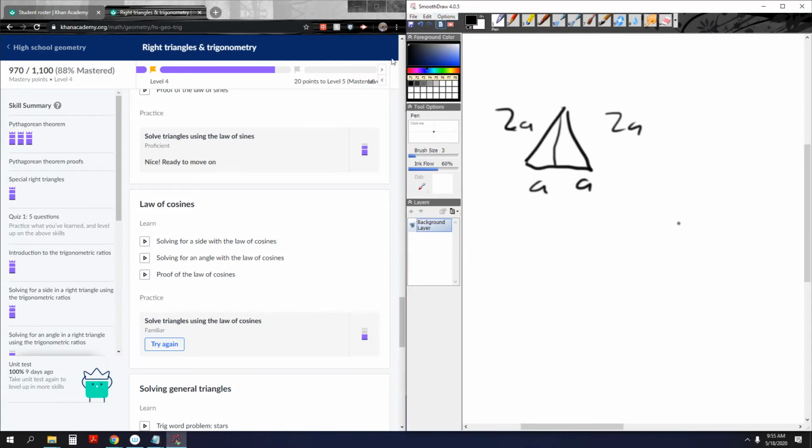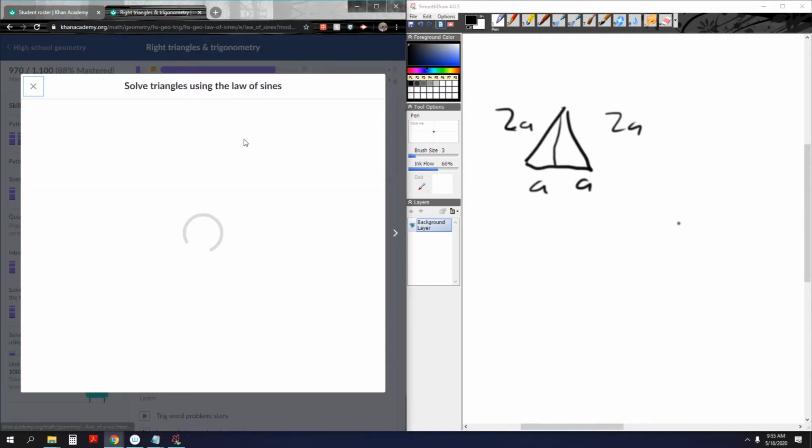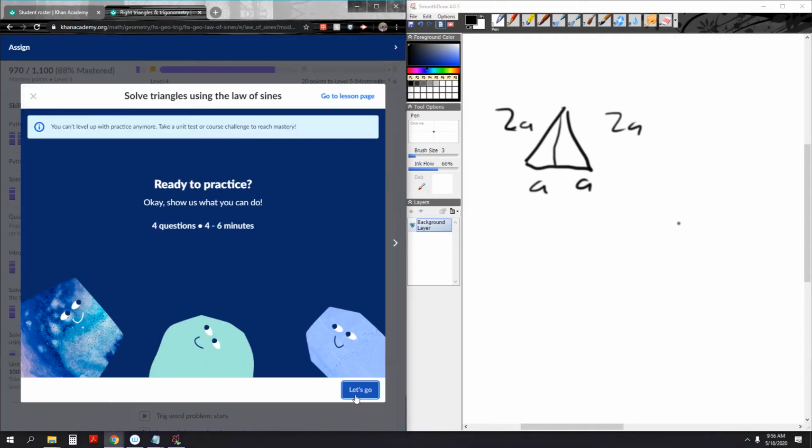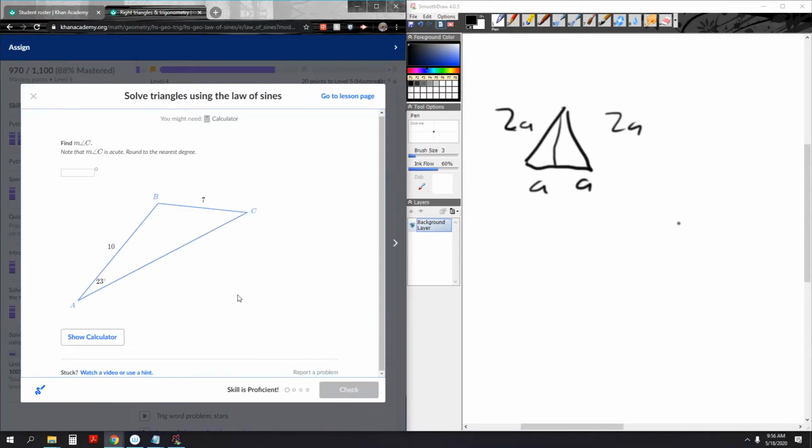Okay, we're gonna make a quick video on the law of sines because I know this is something that's been frustrating a handful of students. So let's just go ahead and see what the problems look like. Okay, so now we need a way to figure these out. So let's just solve this problem here.